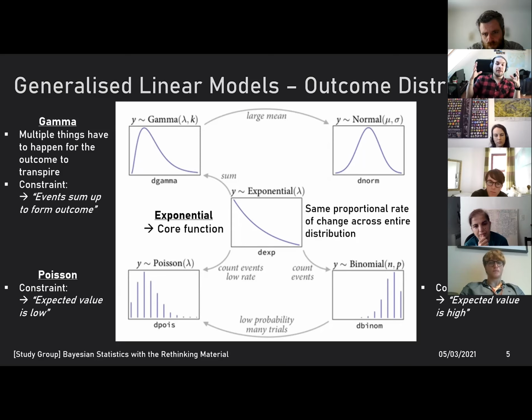So if we now go back to our exponential core function, we could be interested in a sum of events or a sum of different values to be explored, in which case we would usually go for a gamma distribution. A gamma distribution is also constrained to be between 0 and positive infinity. It can have a peak above 0, and the shape is described by two parameters, lambda and k.